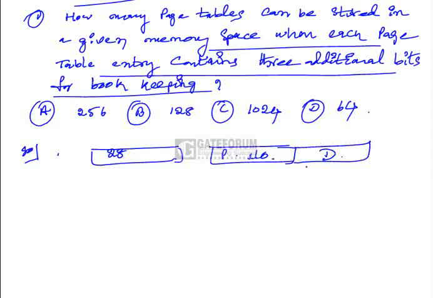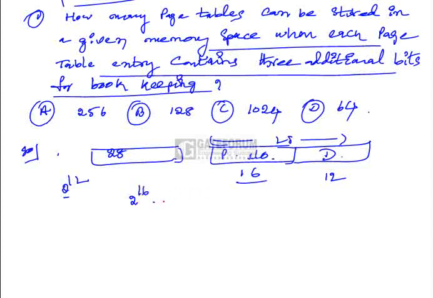The page number depends upon the number of pages. The page size is 4 kilobytes, and 4 kilobytes means 2 power 12. So out of these 28 bits, we have 12 bits for the displacement. 28 minus 12 will be 16 bits for the page number. Using 16 bits, we can have 2 power 16 pages.